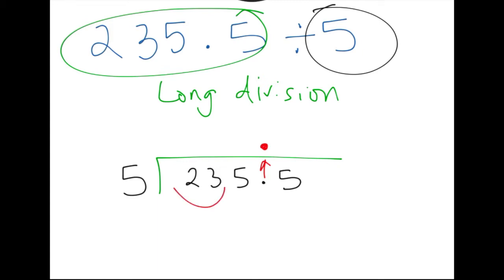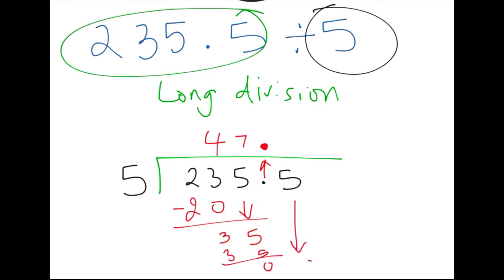5 goes into 23 4 times. 4 times 5 is 20. So I have 3. I bring down 5. 5 goes into 35 7 times. 7 times 5 is 35. So I have 0. I bring down the 5. 5 goes into 5 one time. 1 times 5 is 5.